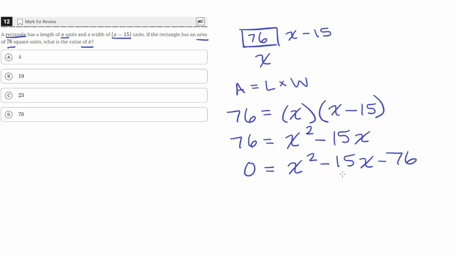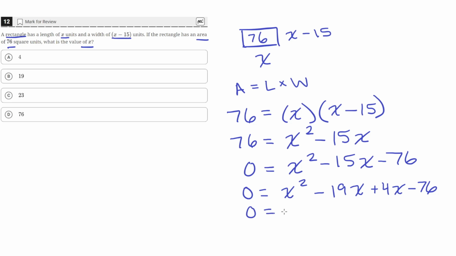And then we can split this x term here, this negative 15x, into two terms whose coefficients, when multiplied together, equal 1 times negative 76. So in this case, it would be 0 equals x squared minus 19x plus 4x minus 76. So we just split this negative 15 into negative 19x plus 4x, which just equals negative 15x. But now, negative 19 times 4 is equal to negative 76. This will allow us to factor this by grouping.